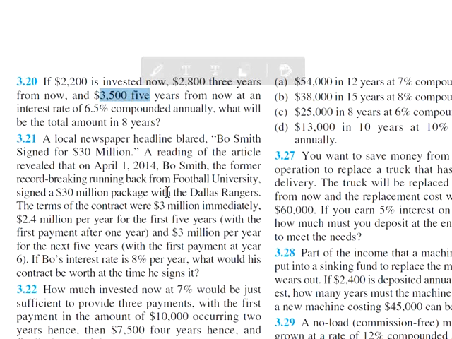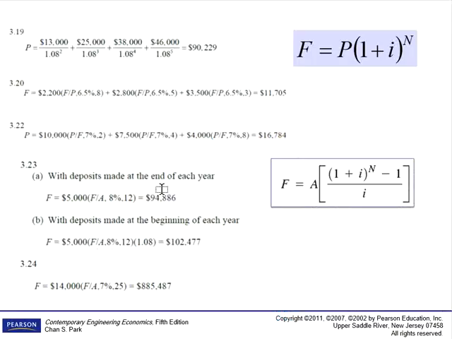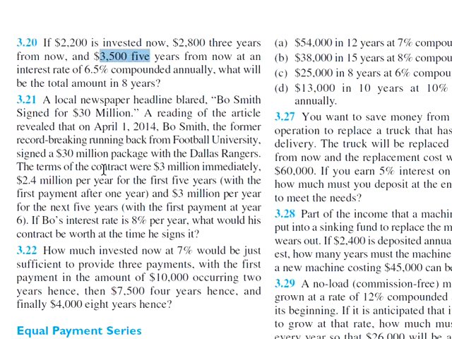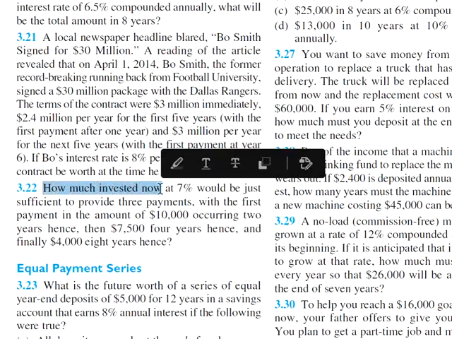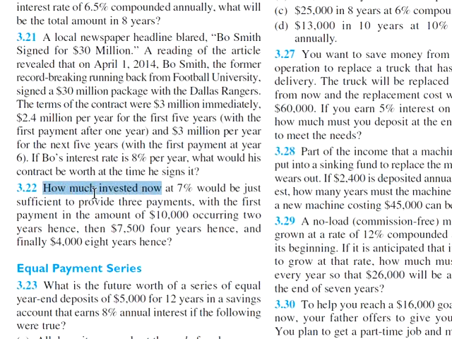Question number 21, sorry, we are not doing 21. Next is 22. So only focus on the questions which we solve here. How much invested now at 7% would be just sufficient to provide 3 payments? If you read the question and focus here, how much invested now means we need to find P. What is the value of P, which we need to find.